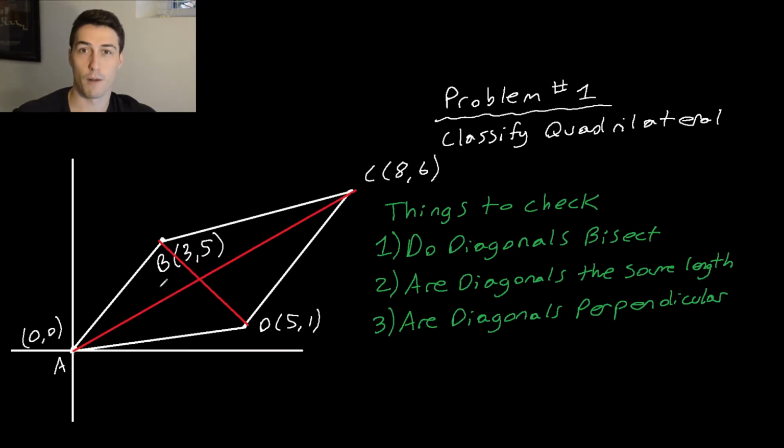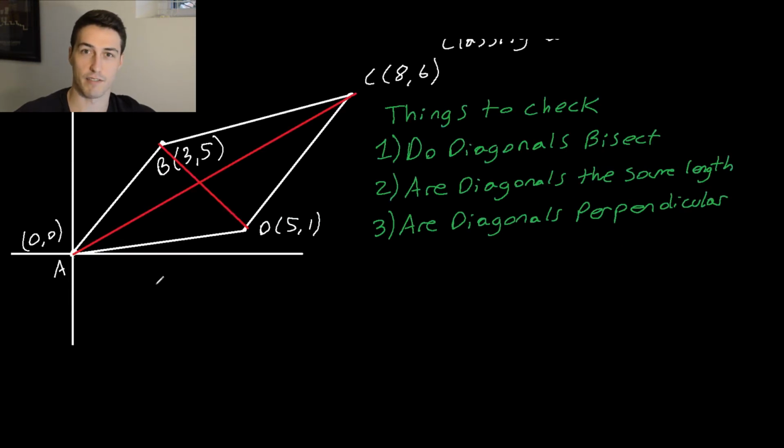So for our first problem, we're asked to classify this quadrilateral. We have these points that were given, and then I connected all these points to form a quadrilateral. And what we do is we look at our checklist of things to check to see what we can classify it as. So first, do the diagonals bisect each other? That means, does the diagonal AC, its midpoint, is it the same as the diagonal from B to D? So let's check.